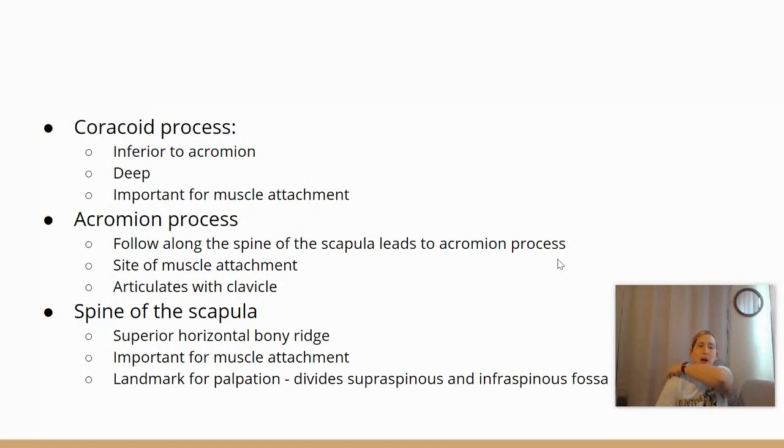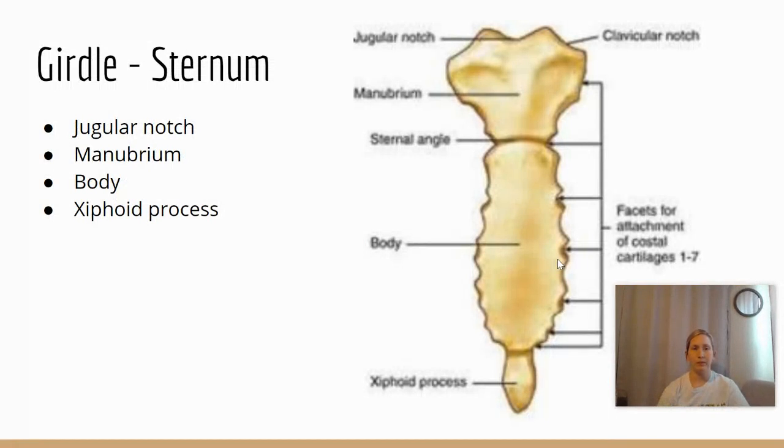And then the actual spine of the scapula, it does stick off. It is horizontal and bony. Muscle attachment, it's a good spot for palpations. Just a little bit more, just some more words to help describe these. Sorry that this picture is a little bit blurry.